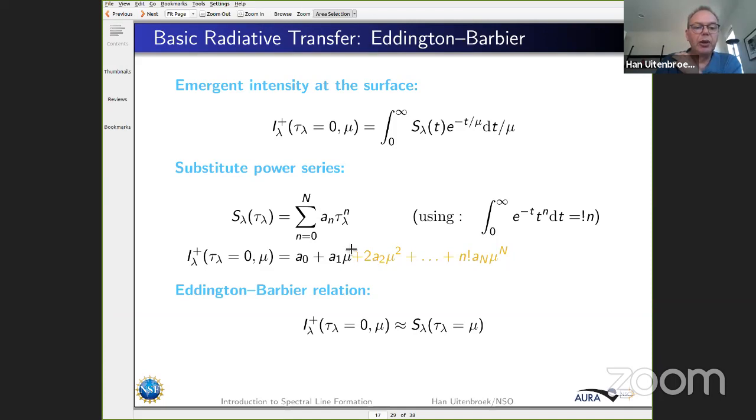If we cut off this power series and assume that the source function is linear in optical depth, we see that the emergent intensity at the surface of a semi-infinite plane parallel atmosphere is approximately equal to the source function at tau equal mu.